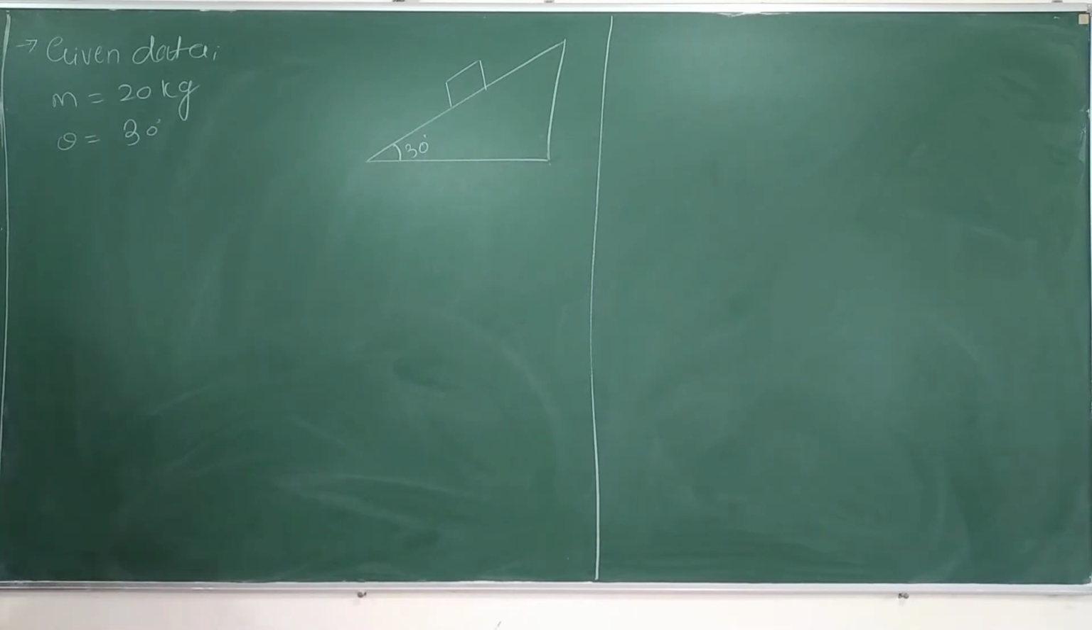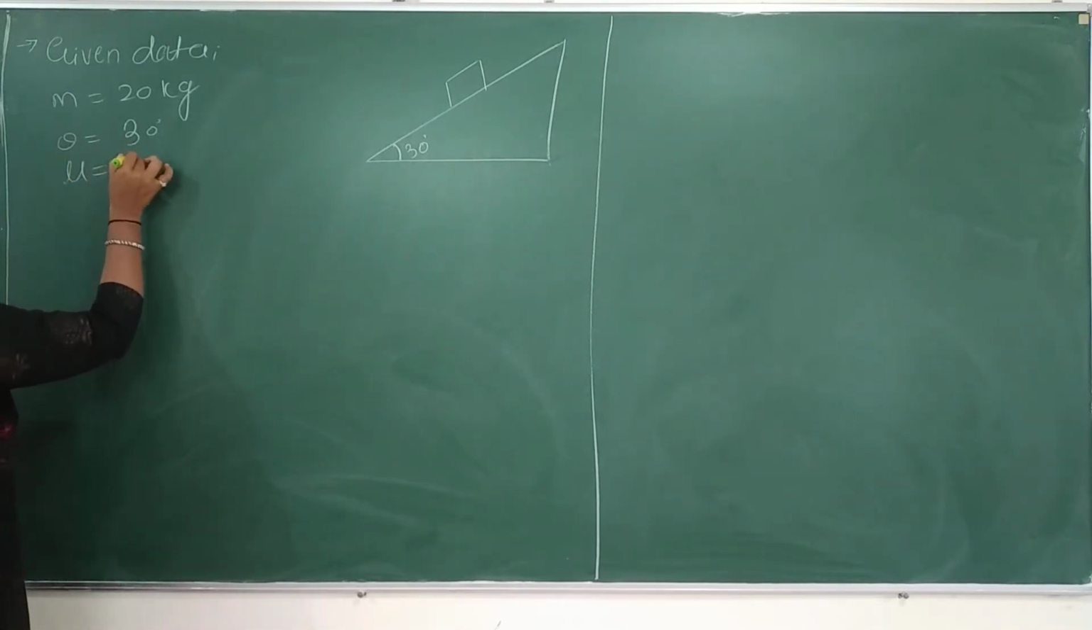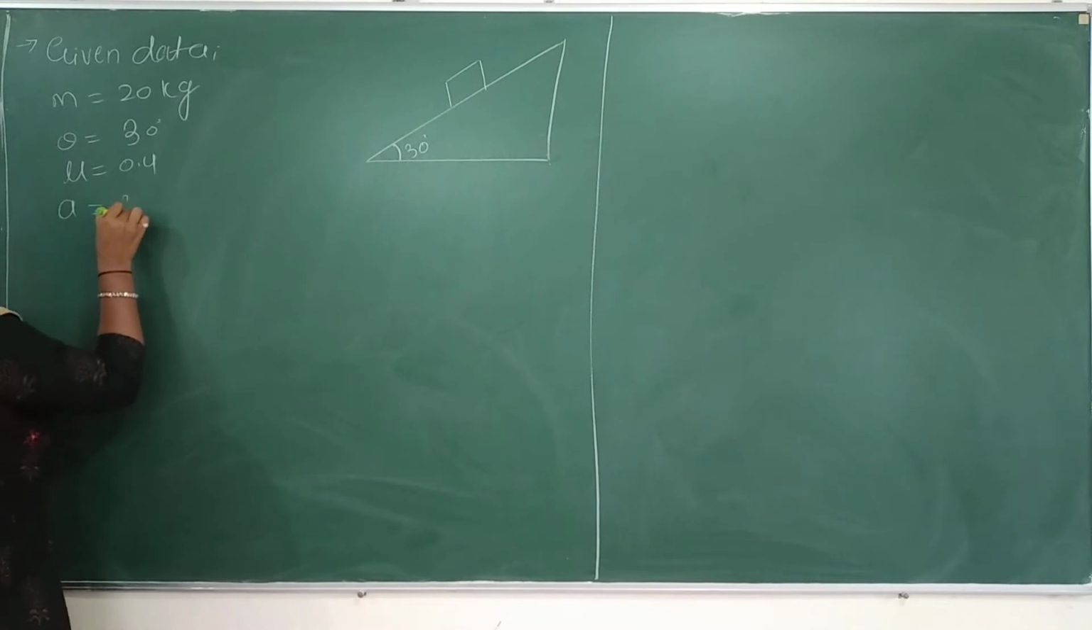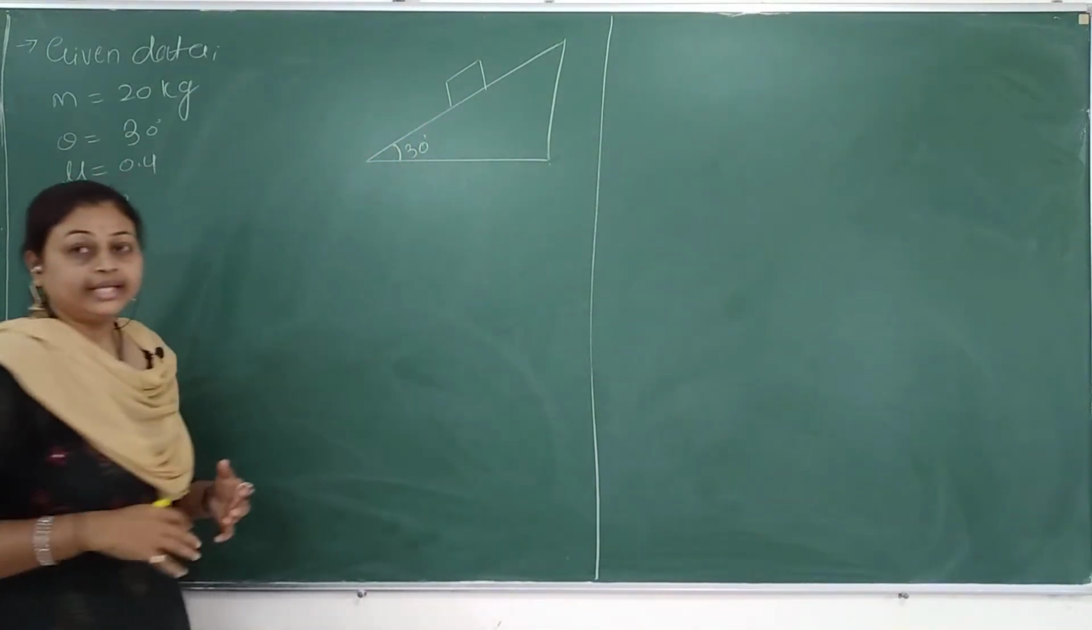Then the coefficient of sliding friction between box and the plane is, how much is it? 0.4. The friction between box and the surface. Find the acceleration of the block down the incline. You have to find the acceleration when the box is sliding downward on the inclined plane.